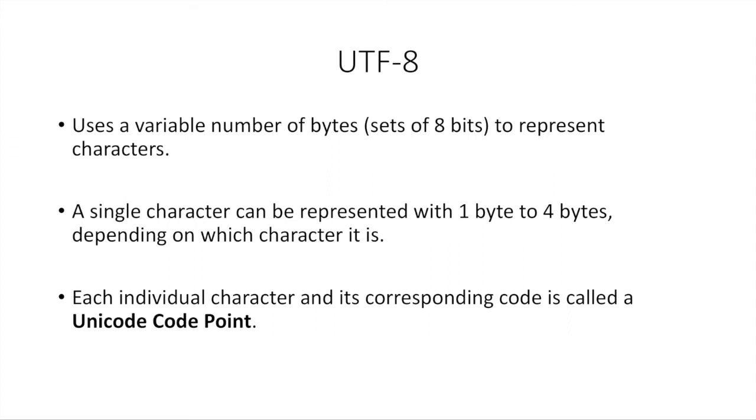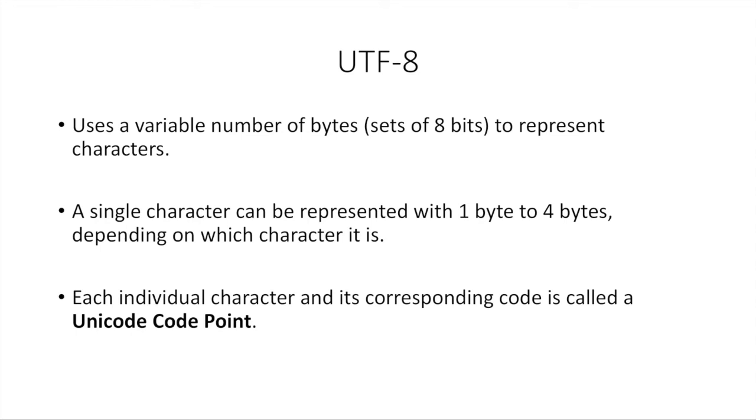Now, one of the beauties and really the clever bit of design in designing UTF-8 is that it uses a variable number of bytes, sets of 8 bits, to represent characters. A single character, so again, think a character here in this case is a symbol. So one symbol has a code, right? And we call that code a Unicode code point because Unicode is this agreed upon standard, and they define what numbers map to what character in all these different languages, right?